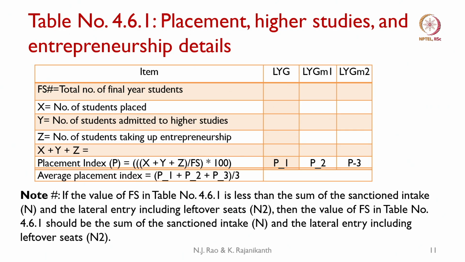Now, the SAR criterion says that we must use the value of Fs as the sum of the sanctioned intake and the lateral entry including any leftover seats. So, in this case it will be 132 rather than 100. That is an important point to admit. So, the data must be provided correctly and the department must calculate the value, that is the marks that it is going to get, correctly.